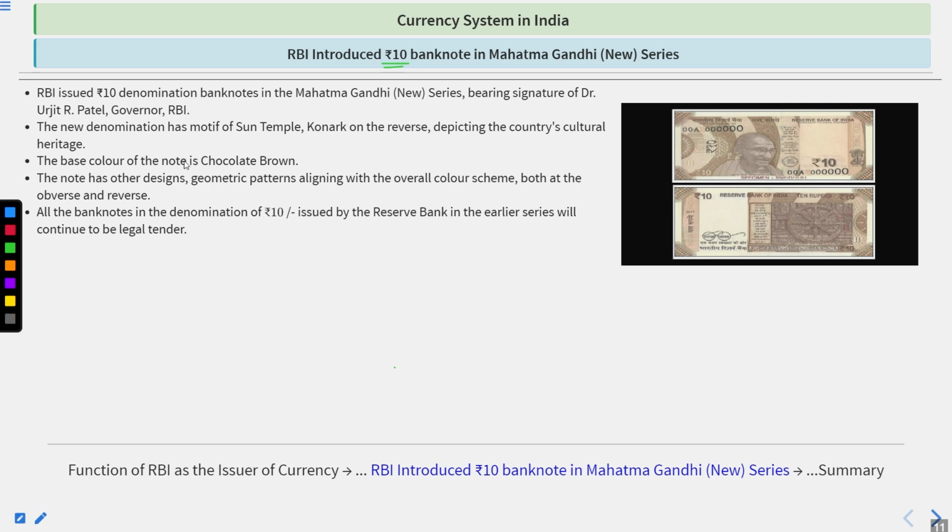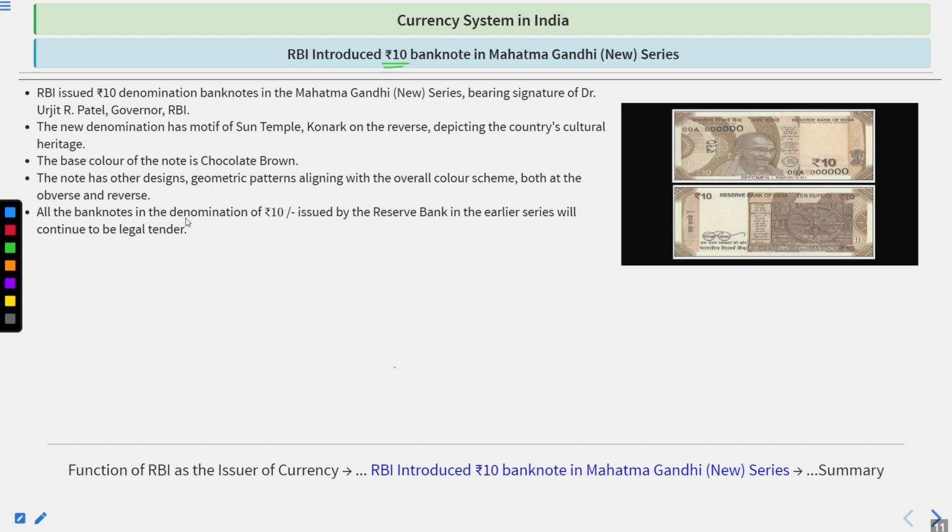The base color of the note is chocolate brown. Here you can see the base color. The note also has other designs, geometric patterns aligning with the overall color scheme, both at the obverse and the reverse. This is the obverse, the front. This is the reverse.